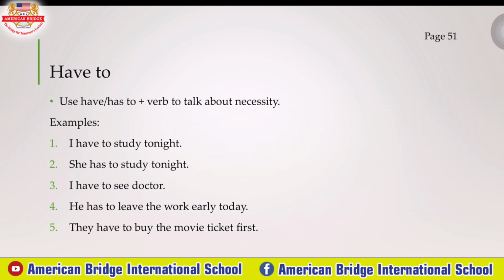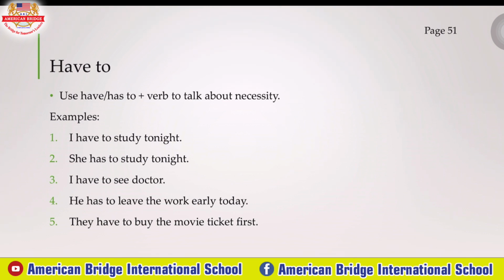So tonight you need to review the lesson. It is really important for you to practice some exercises and also review the lesson on your own, right? So it is really necessary to study tonight. That's why you can say, I have to study tonight. 2, she has to study tonight. The difference is the word have and has. As I told you already, has we use with the subject she, and have we use with the subject I, right?